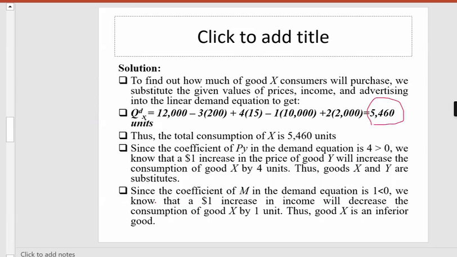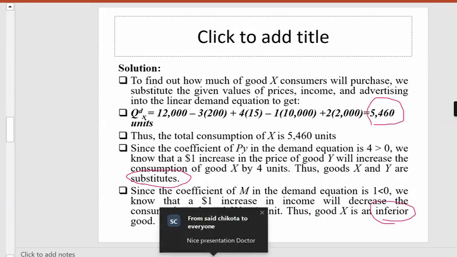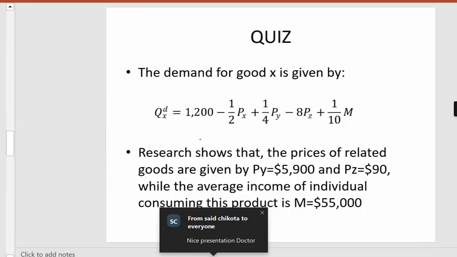And now the question was, are these goods substitute or complement? These are substitute because the increase in the price of Y has led to an increase in the demand of X. And the good is what? Inferior, because an increase in income leads to a decrease in what? In the demand of good X. Yeah, something like that.